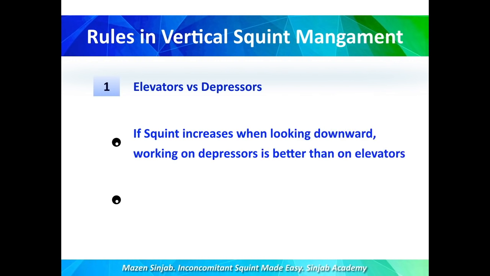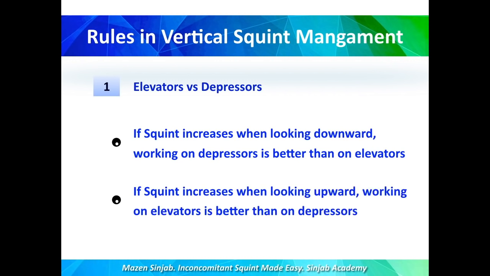If squint increases when looking downward, working on depressors is better than on elevators. And if squint increases when looking upward, working on elevators is better than working on depressors. These are the most important rules during vertical squint plan and decision making.